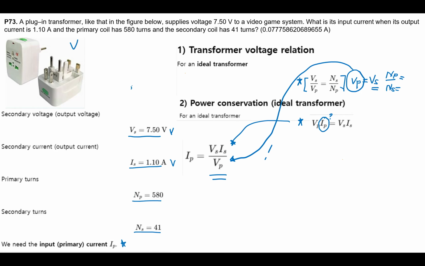So the transformer formula is basically those voltage relations and then power conservation. Usually that's the case. From this, you get rid of the two unknowns with two equations. In this case, Vp was not known, and Ip was not known, so that we can get the Ip.